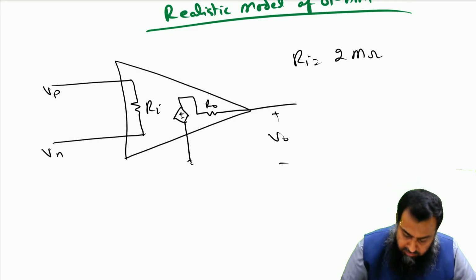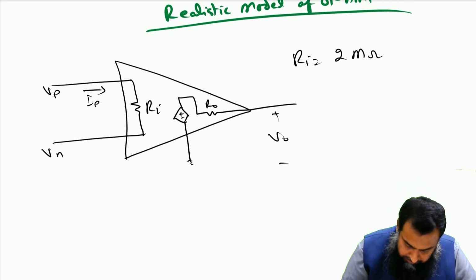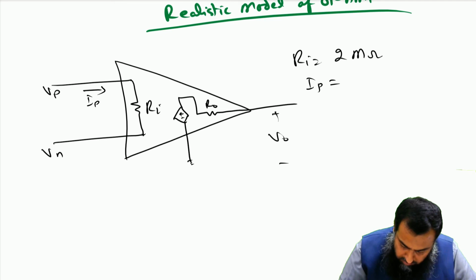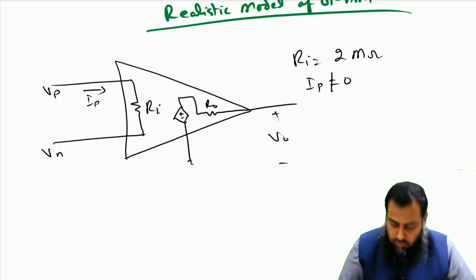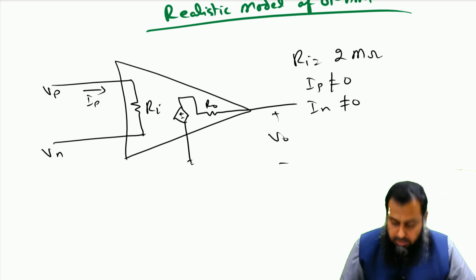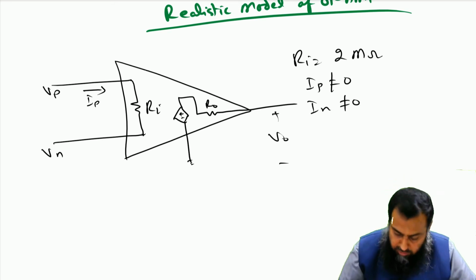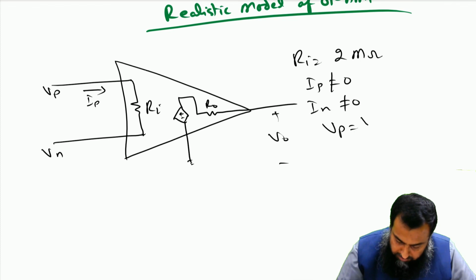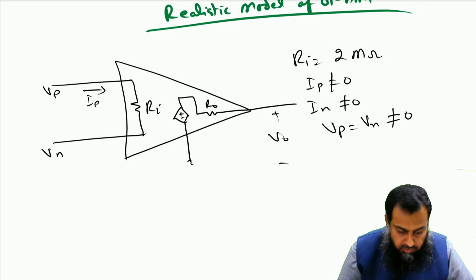This means that this current IP is not equal to 0. So is this current IN, which is not equal to 0 in this particular case. This means that the constraint that we used earlier, that Vp is equal to Vn, they are not actually equal.